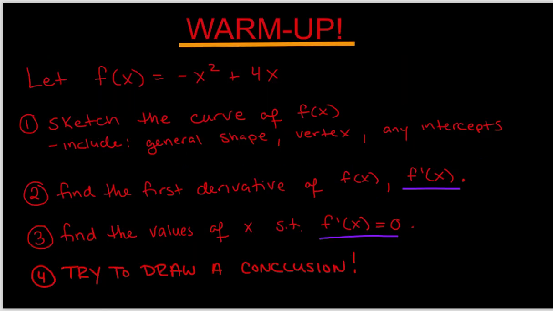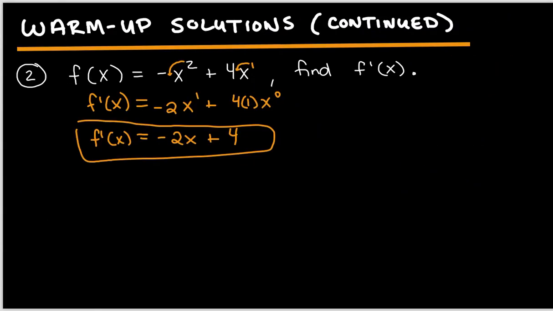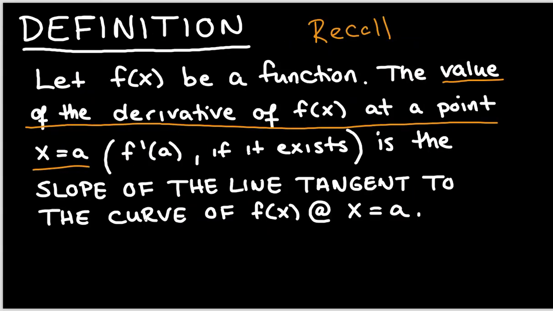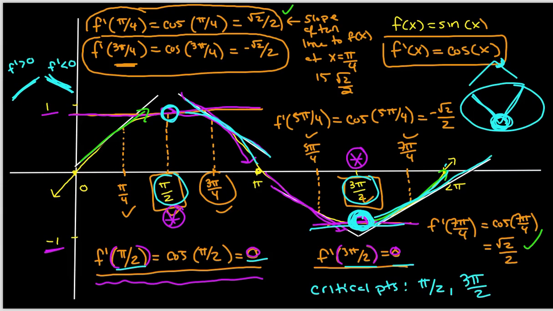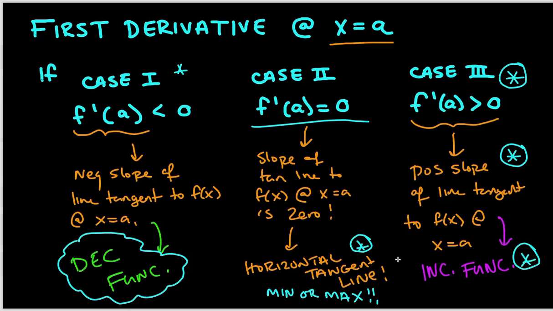So we warmed up with this. We went over some stuff about quadratics. We defined what the derivative of f of x at a point x equals a was, and we went over increasing and decreasing functions. We went over the definition of critical points, and that they're the x values that make the derivative equal to 0. When the derivative equals 0, the slope of the tangent line is 0, so therefore we have a horizontal tangent line, and that's the min or max.